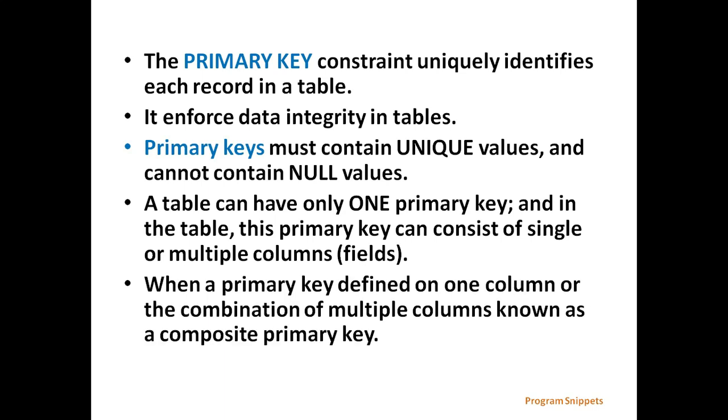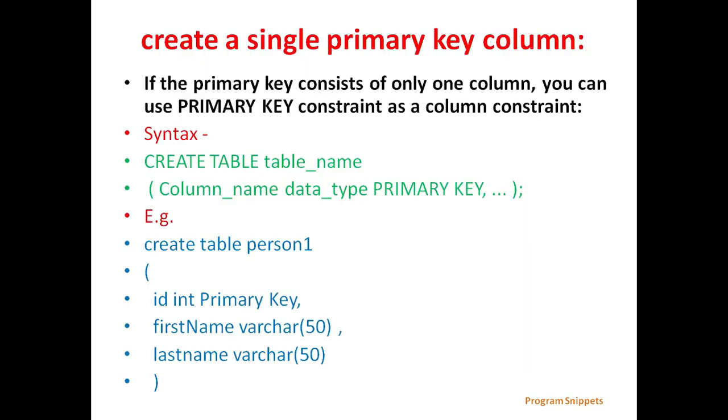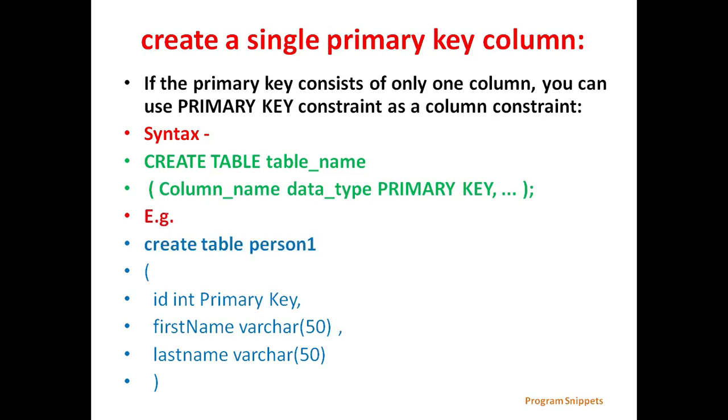multiple columns. When a primary key is defined on one column or a combination of multiple columns, it is known as composite primary key. If the primary key consists of only one column, you can use primary key constraint as a column constraint. General syntax is create table, table name, and then column name with data type and primary key constraint. For example, create table person1, then field id of data type integer, and we'll declare it as primary key, and then first name and last name with varchar 50.